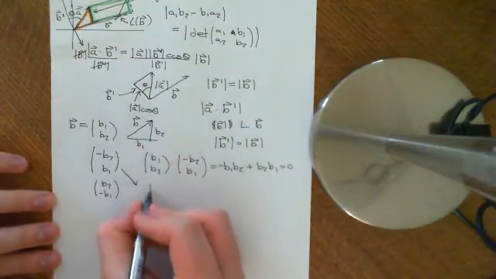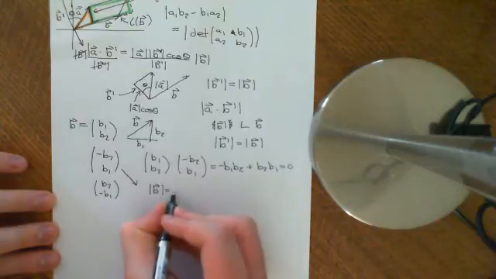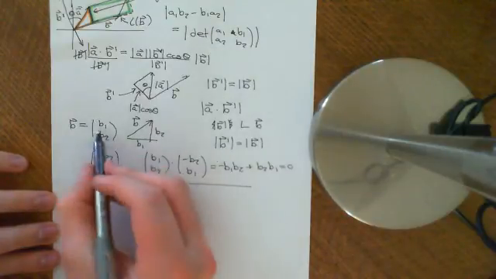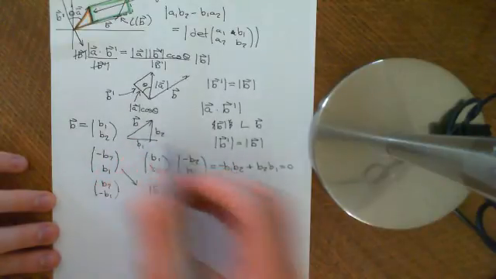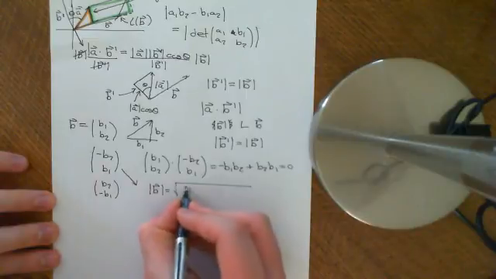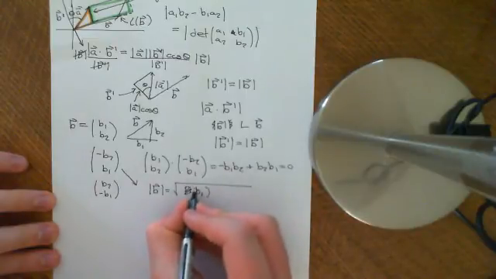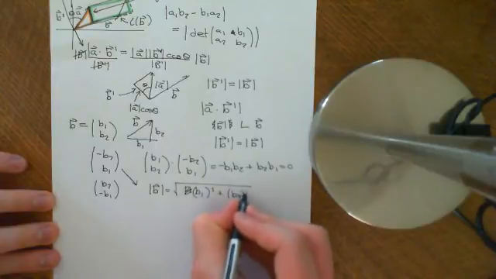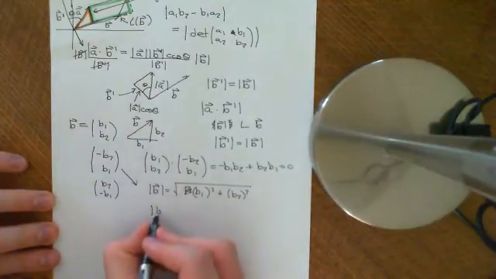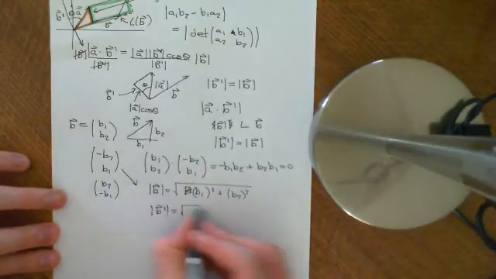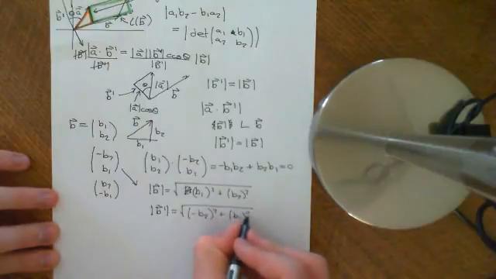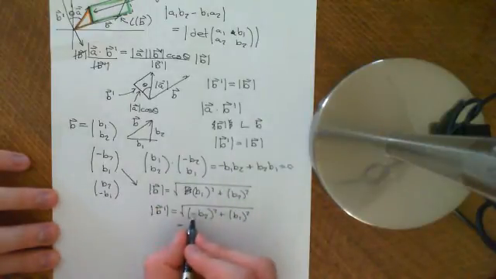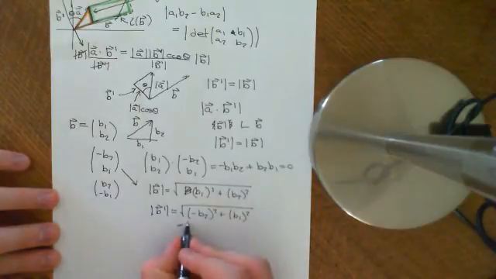So the size of the original B vector, the modulus of B, is equal to the square root of, using Pythagoras' theorem, the squares of the lengths of these two sides, so B1 squared plus B2 squared. And the modulus of B prime is going to be equal to the square root of negative B2 squared plus B1 squared. Just put both of those components in. Because when you square a negative it just becomes a positive, this is exactly the same as up here. So we do indeed get that criterion.